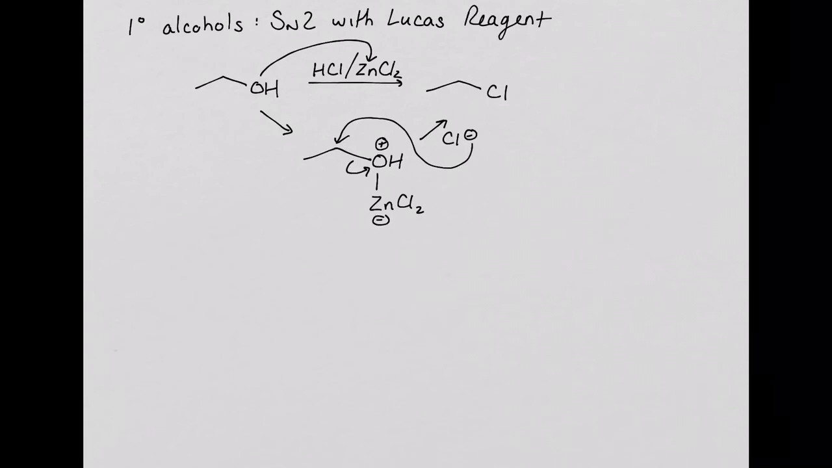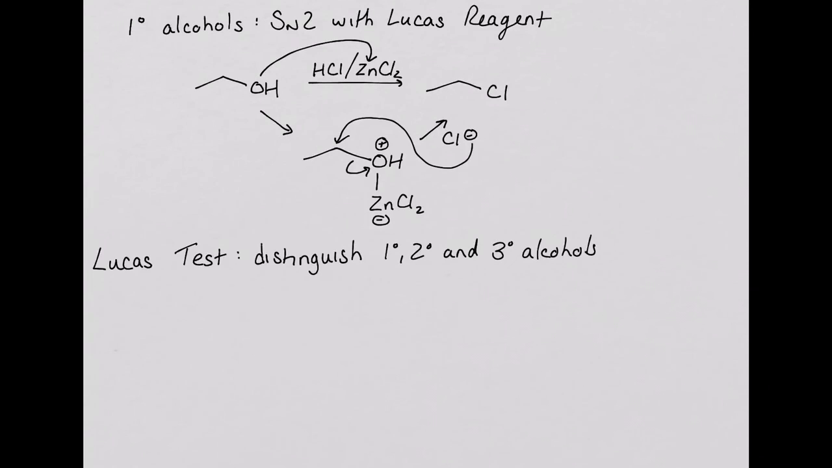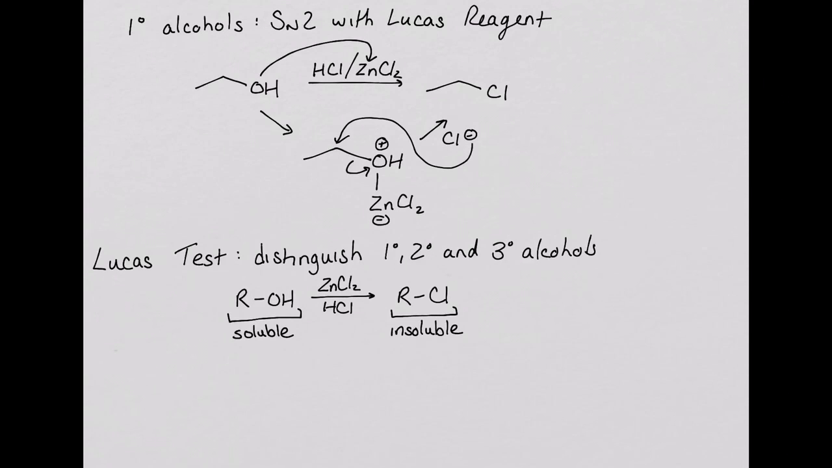Because of the differences in reaction rates, we can use the Lucas test to distinguish between primary, secondary, and tertiary alcohols. This test is performed by dissolving the alcohol in a solution of zinc chloride and hydrochloric acid. This produces the alkyl chloride product. The very polar alcohol is soluble in the zinc chloride and hydrochloric acid solution. The product alkyl chloride, however, is insoluble. Once the product is formed, it forms a second phase, and we can observe the second layer as evidence that the reaction has occurred. Then we measure the rate at which this occurs.